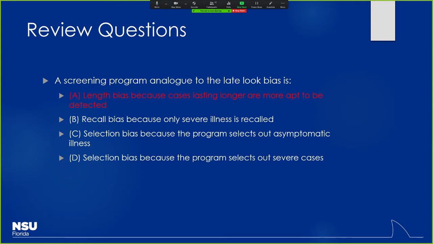So remember, when you're doing a screening program and you're looking for new incident cases, kind of as an ongoing program, late look bias means that if people have severe disease and end up dying, they don't get included in that screening because they already died off, right? Or if they recover very quickly, they're also not going to be included because they don't have the disease anymore. So in that case, we call that a late look bias.